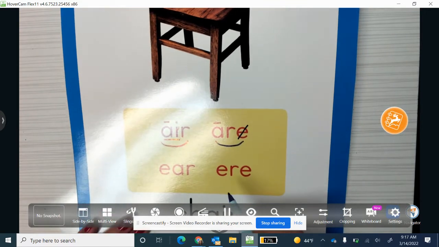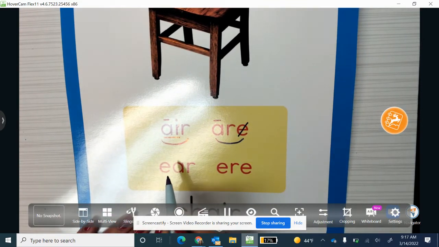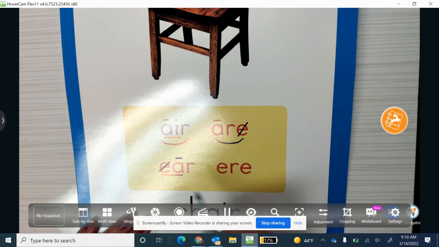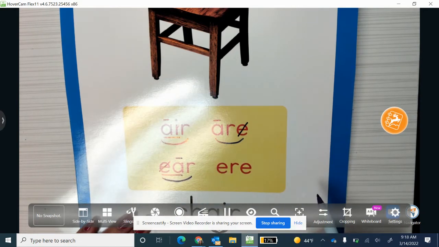Now, this is a little tricky because last week we learned the spelling pattern E-A-R, but last week it was the long E that said ear. This is the vowel digraph where the E is silent and the A says its name. So this says air, and we'll go over some examples of that.